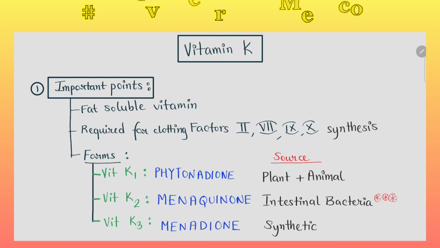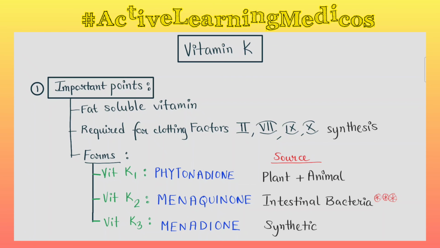So today in Active Learning Medicos, we are going to learn about vitamin K relevant to pharmacology. The important points are: it's a fat soluble vitamin, it's required for clotting factors 2, 7, 9 and 10 synthesis. So forms of vitamin K include vitamin K1, also known as phytonadione, source is plant and animals.